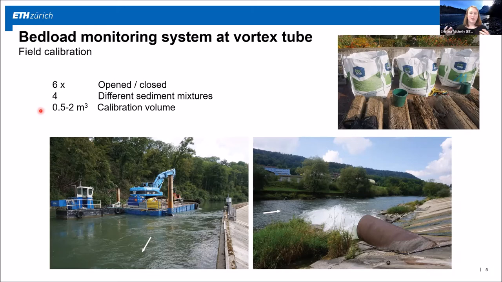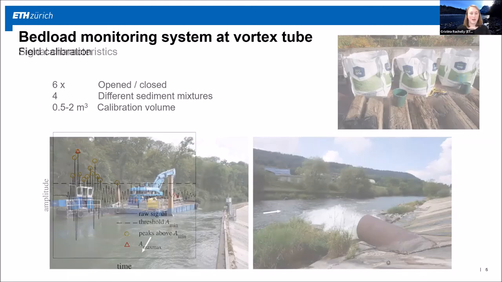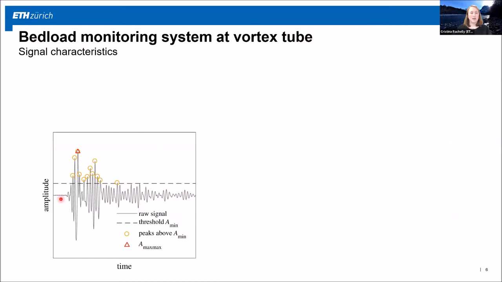And now the question is, what do we actually get out of this geophone signal and how can we relate it to the transported volume and the transported grain sizes? Here you can see just a sample signal of such a grain impact onto the vortex tube. You usually define some kind of threshold due to noise and other parameters. What you can do then is, for example, count all the impacts or impulses above this threshold here in yellow. And you can also read the maximum amplitude that occurred during some time period.